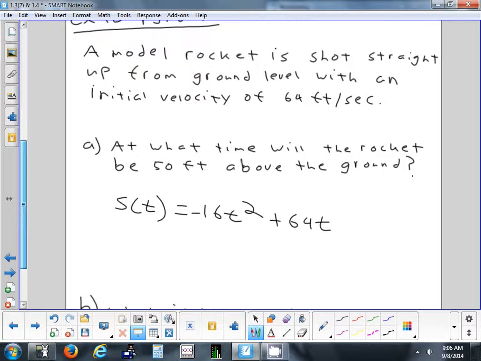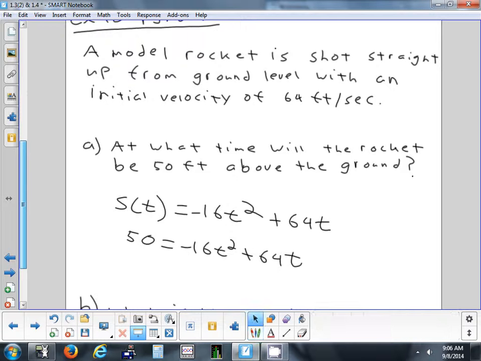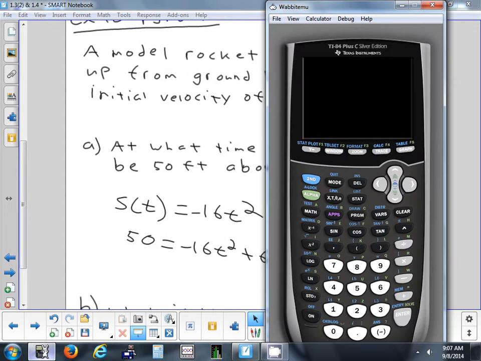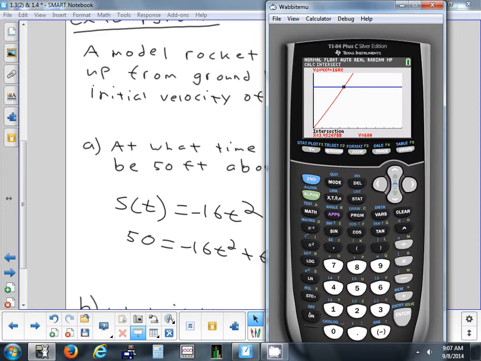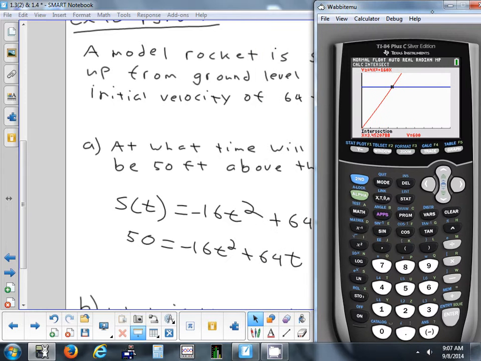Where does the 50 get plugged in? Yeah, it's the s of t. That's my height. It's very, very similar to the last one, just with different numbers. Put the left side in either y1 or y2, put the right side in the other equation, and we're going to see where they cross.